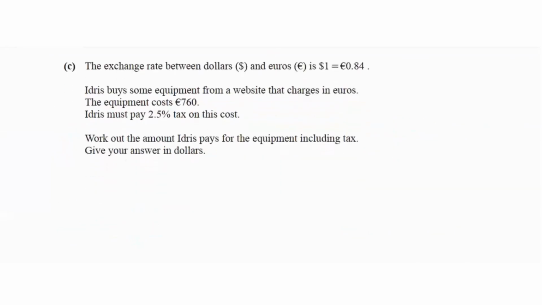The exchange rate between dollars and euros is $1 equals 0.84 euros. He buys some equipment from a website that charges in euros. The equipment costs 760 euros. He must pay 2.5% tax on this cost. Work out the amount he pays for equipment, including tax.